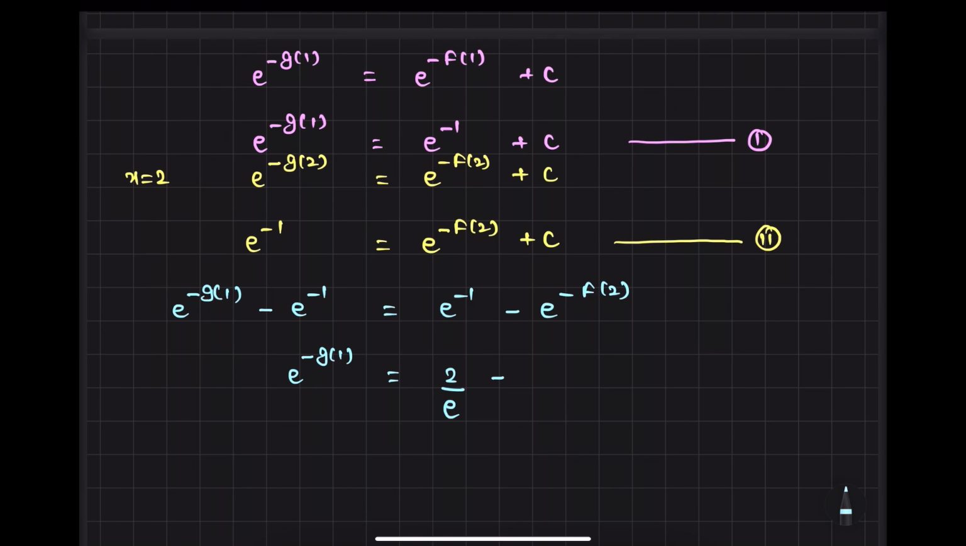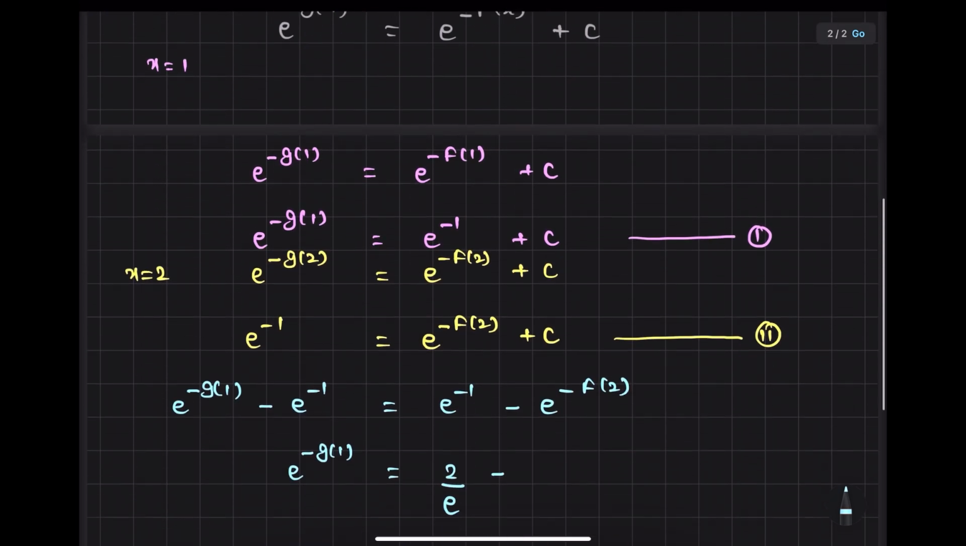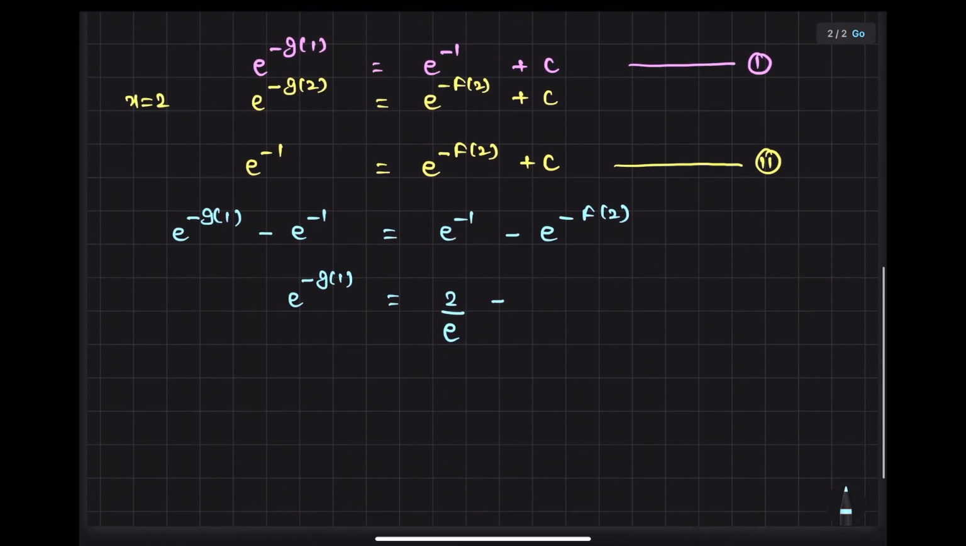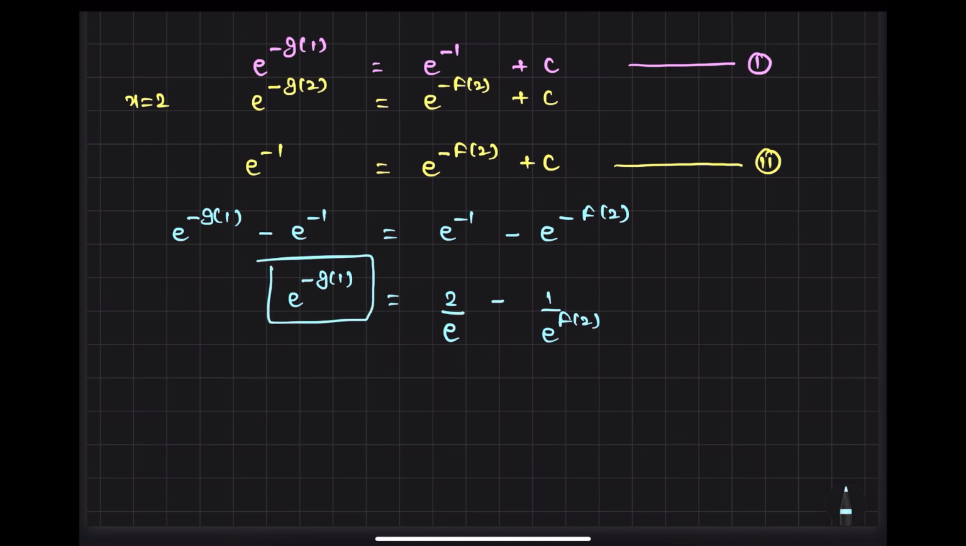we have f of 2, g of 1. No, we don't have g of 1. Now suppose that we have 1 by e power f2. We can write this thing because the power is negative, so we can take it like this. So my point is, you know that this component is what?